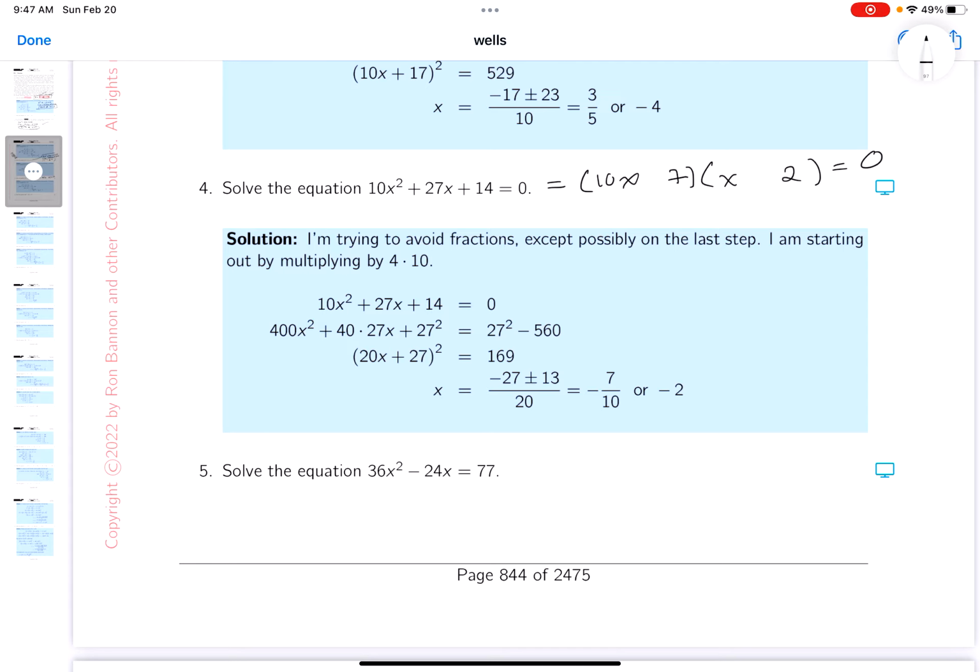And what do you get there? I'm going to say plus plus. And I want to see if it works. I get 10x squared. That worked beautifully. Then I get 20 plus 7, which is 27x. That worked beautifully. And I get 14. So what are my answers over here? X equals minus 7 tenths, or x equals minus 2.